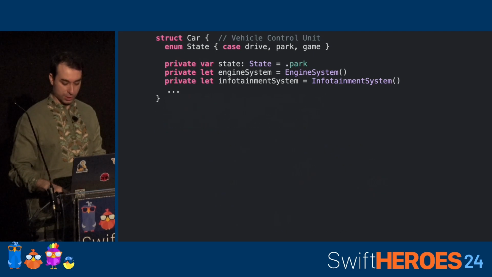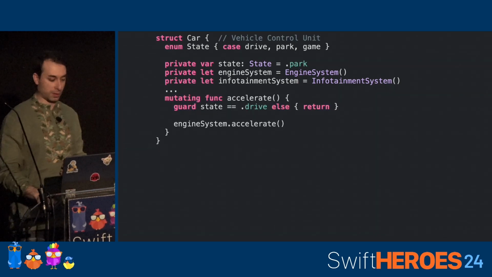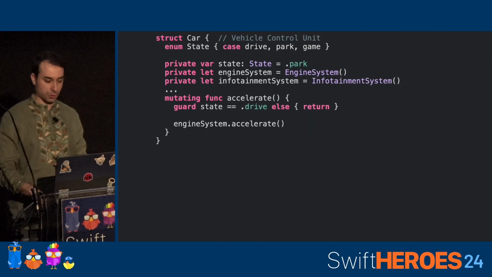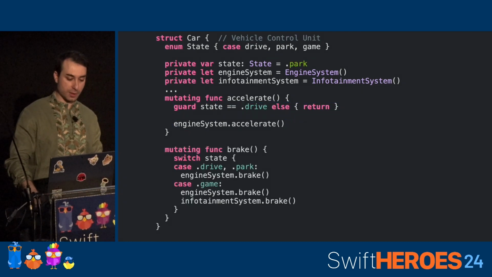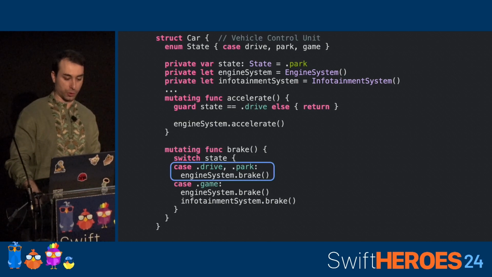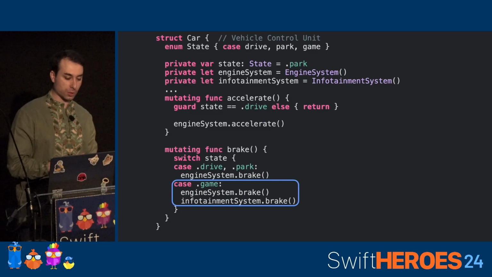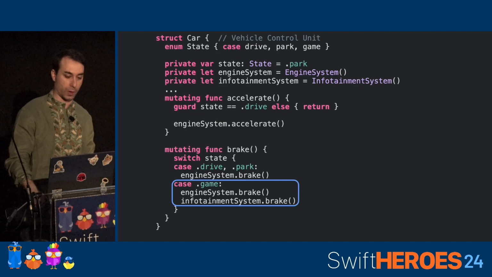Two more functions we need to implement. One is accelerate. Super important to check that we are in a drive mode first. We should only allow acceleration when we're in a drive mode. And braking. Braking should actually work in all modes. But notice that when we're in the gaming mode, we want to not only brake the actual engine, but also the game. When we play the game, we want the in-game car to brake as well.